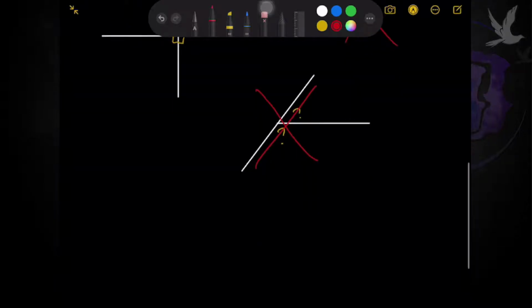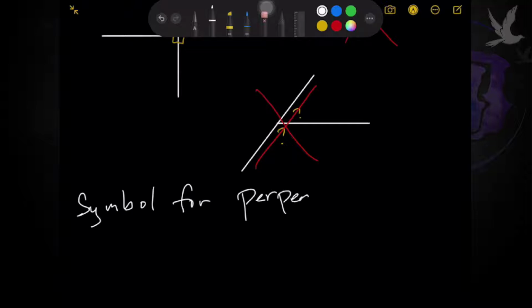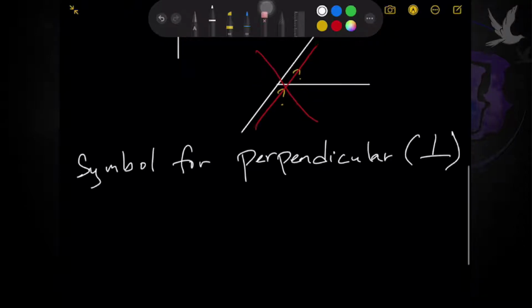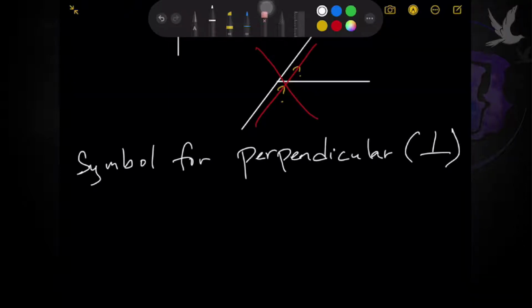Okay. Now, symbol. Symbol for perpendicular is like this. It should look like that. Okay? So, kailan natin ginagamit yan? Okay, you might tell me, teacher Mark, but it's not perpendicular. Okay, there. So, symbol for perpendicular.